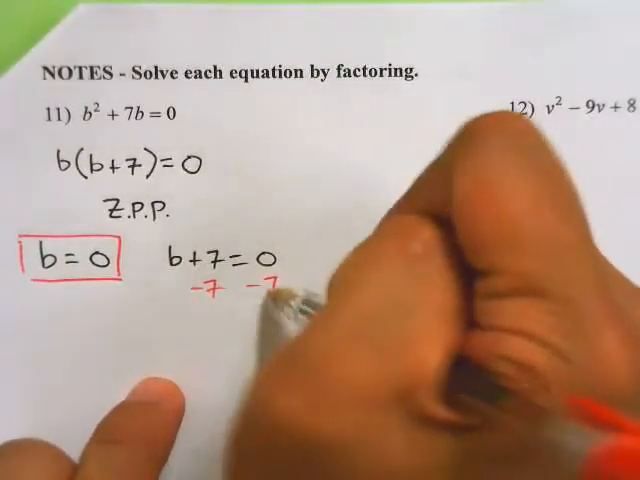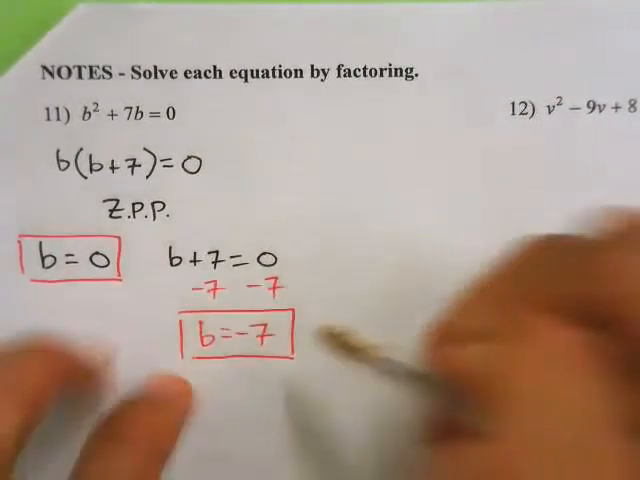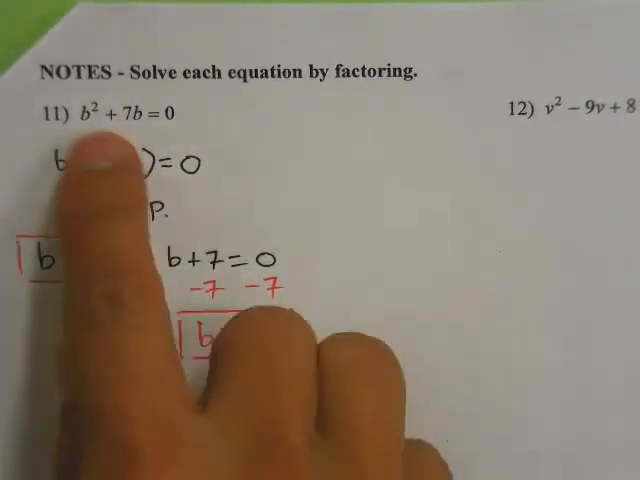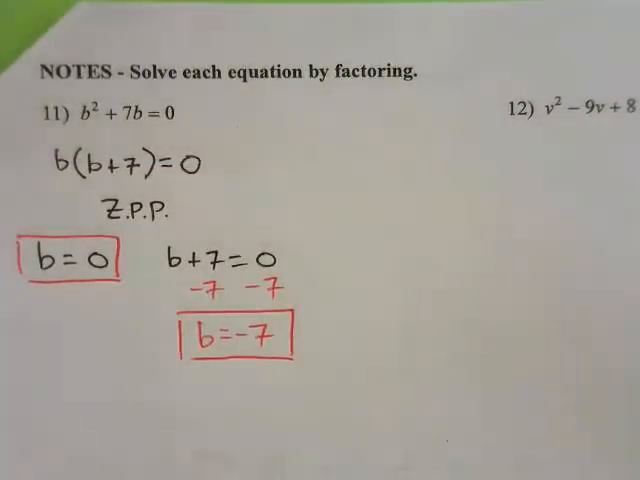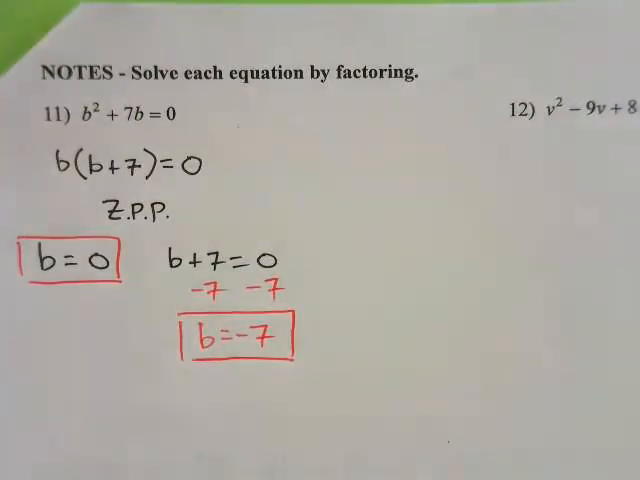Your second answer, we're just going to solve really quick. B is equal to -7. So you're going to have two different answers. 0 or -7 is fine for the solutions for number 11. So if you plug in -7 here and here, it will go to 0. If you plug in 0 here and here, it will be a 0. Okay. Let's do now number 12.